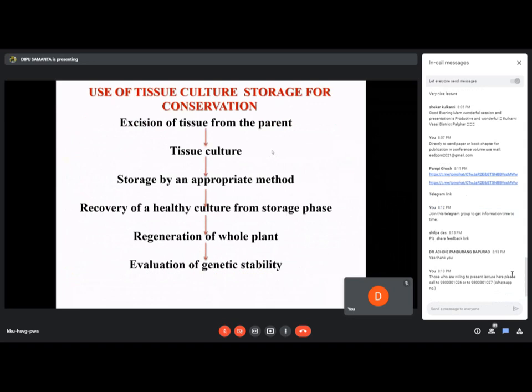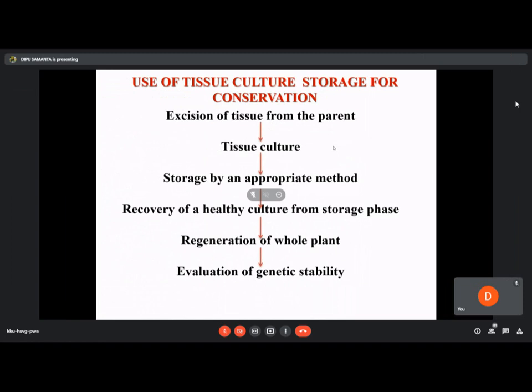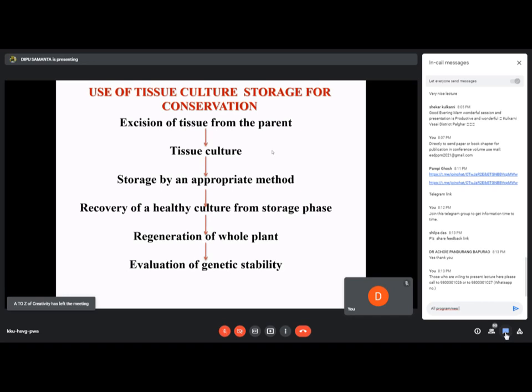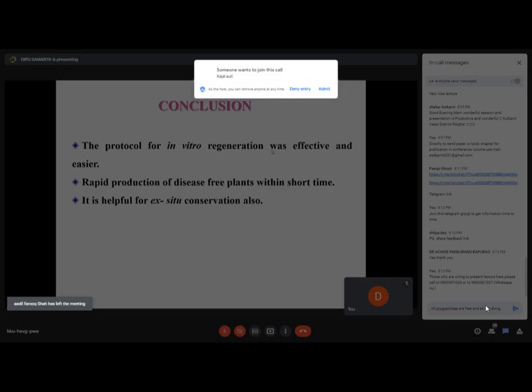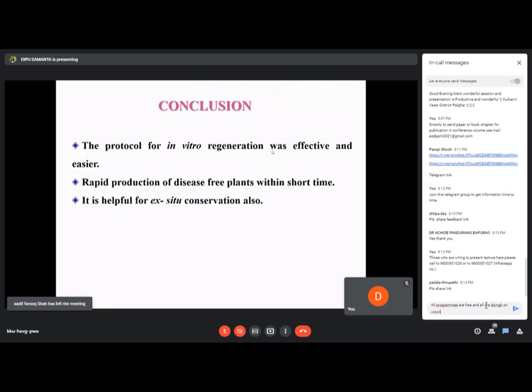Now, the flowchart for the use of tissue culture for conservation is: excision of tissue from the parent, then tissue culture storage by an appropriate method, recovery of healthy culture from storage, then regeneration of the whole plant and evaluation of genetic stability. From all this, I can conclude that the protocol for in vitro regeneration was effective and easier. There are several methods for in vitro regeneration. Rapid production and disease-free plant production within a short time is a very applicable method. It is helpful for ex situ conservation also.